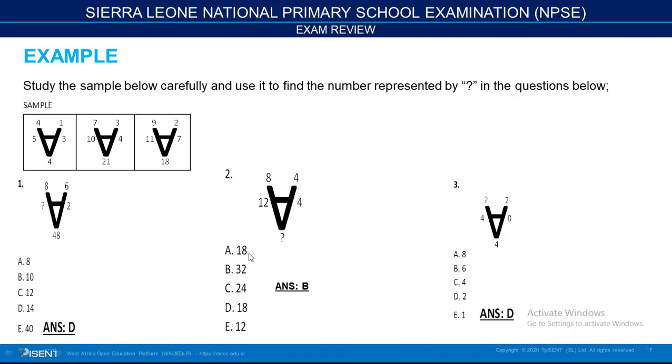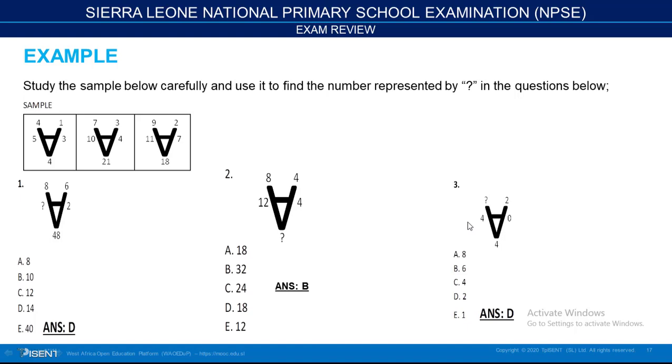A is 18, no. B is 32, correct. C is 24, no, because 8 times 4 will not give you 24. D is 18, 8 times 4 will not give you 18. And E is 12, 8 times 4 does not give 12. So therefore B, which is 32, 8 times 4 is 32. B becomes our answer.